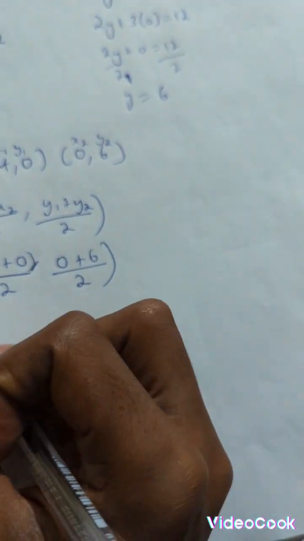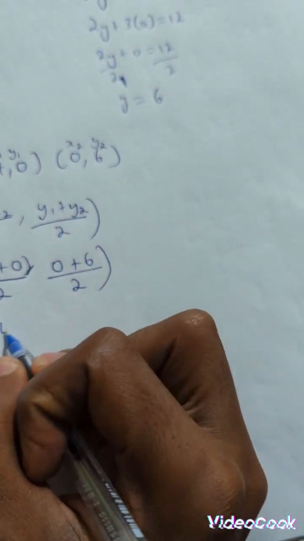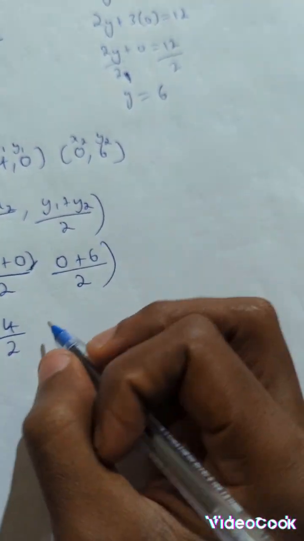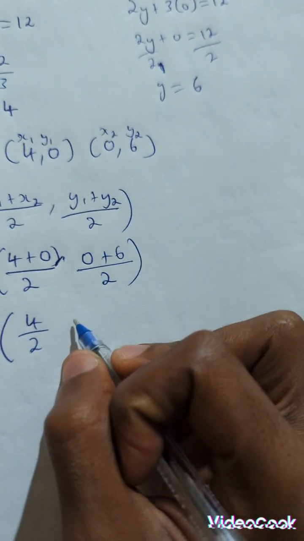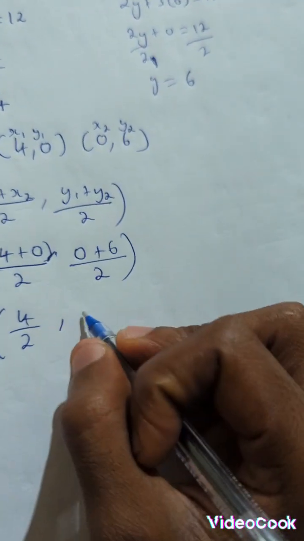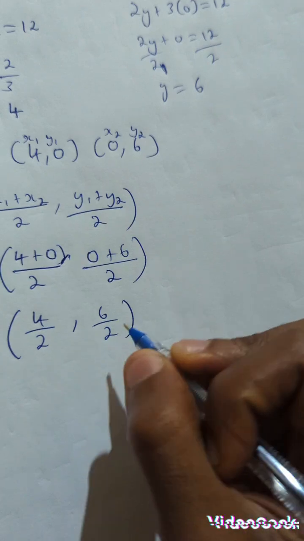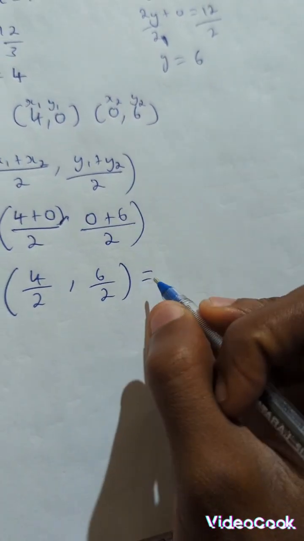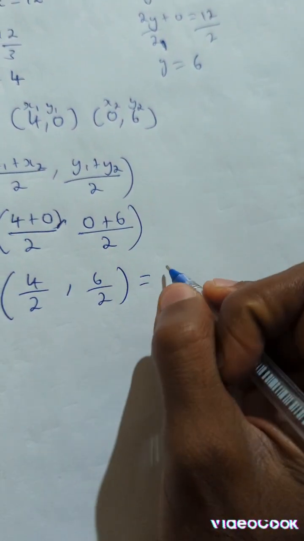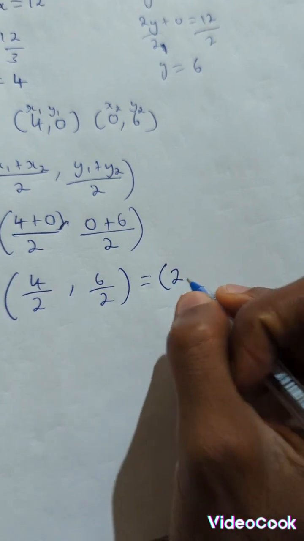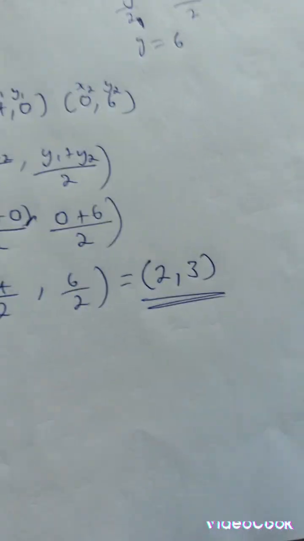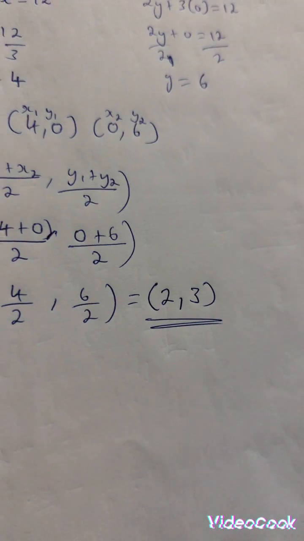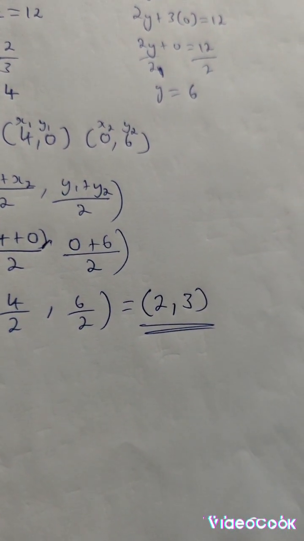Then it will be M is equal to 4 over 2, then 6 over 2, which is our final answer, 2, 3. These were the midpoints for A and B.